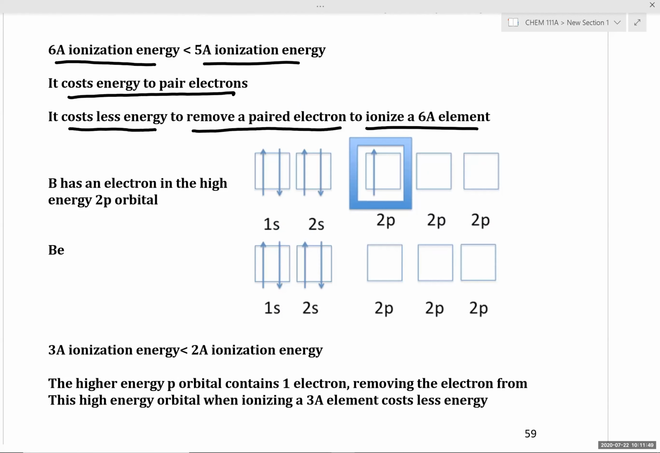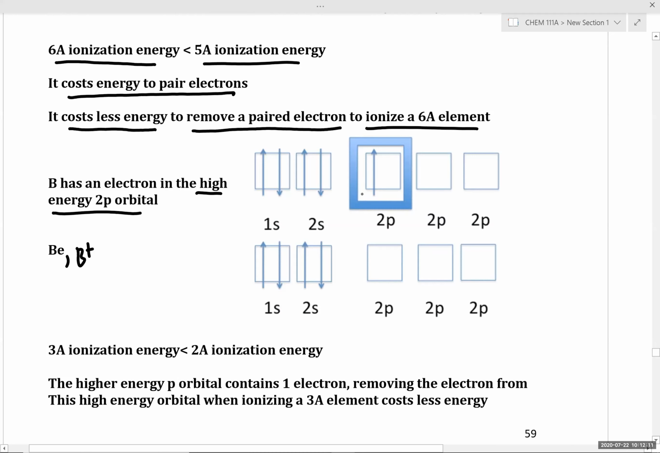So let's compare boron and beryllium. In other words, beryllium is isoelectronic with boron plus. So why is it so easy to ionize boron relative to beryllium? Well, if we look at boron, once again, we see we have an electron in a high energy 2p orbital.